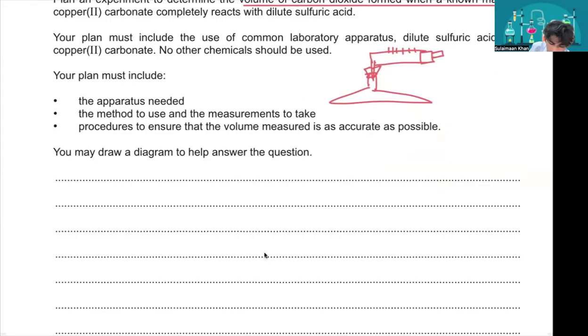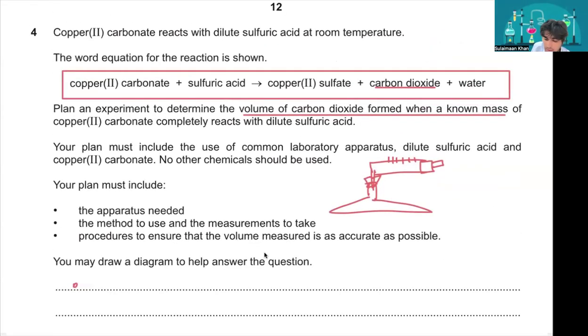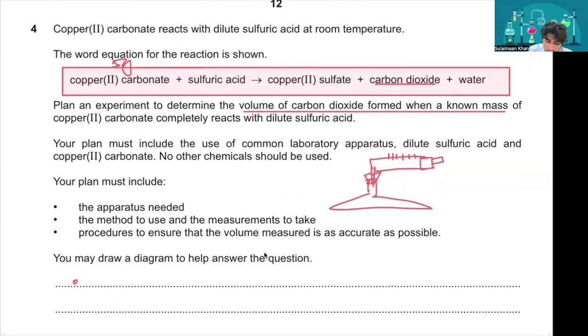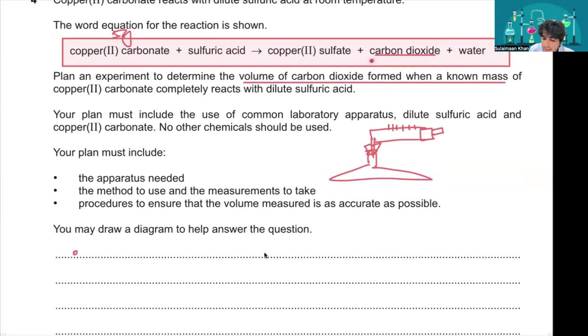So what do you need to do? You need to see the equation. How do you think about it? The equation is literally what you need to do. So what do you need to do? I'll take 5 grams of copper carbonate, and how do I know? You see, how does carbon dioxide form?